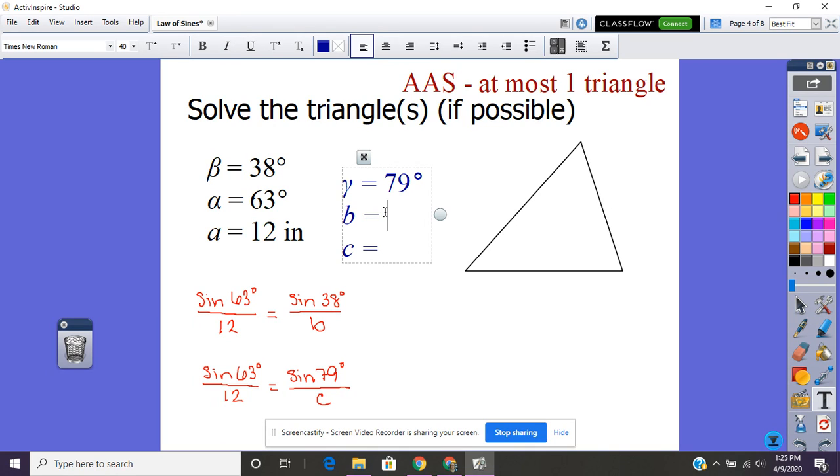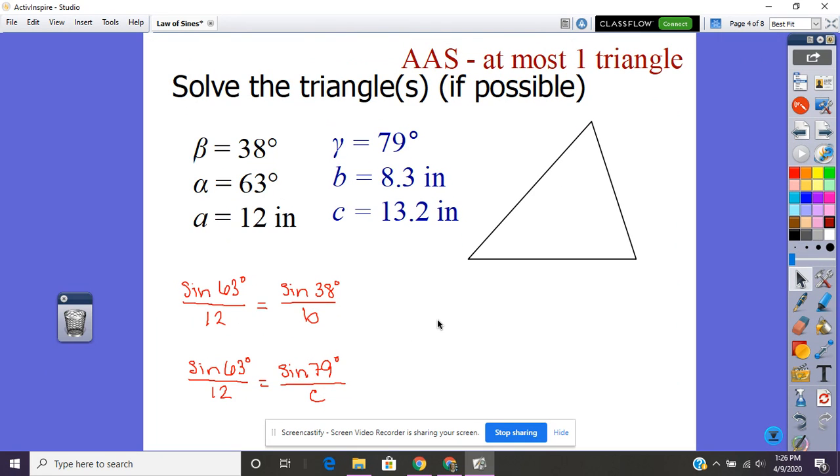Okay, so starting with B, and once again, make sure your calculator is in degrees, because if you are not in degrees, it is going to cause a problem. So this one would be 8.3, and once again, we are in inches, so let's just go ahead and put our labels on things, because make sure you label what you're working on. And then to find side C, kind of solve the same idea. And remember, this one, since it's our largest angle, should be our largest side. So we have 13.2 inches. And there's our answers for this one.